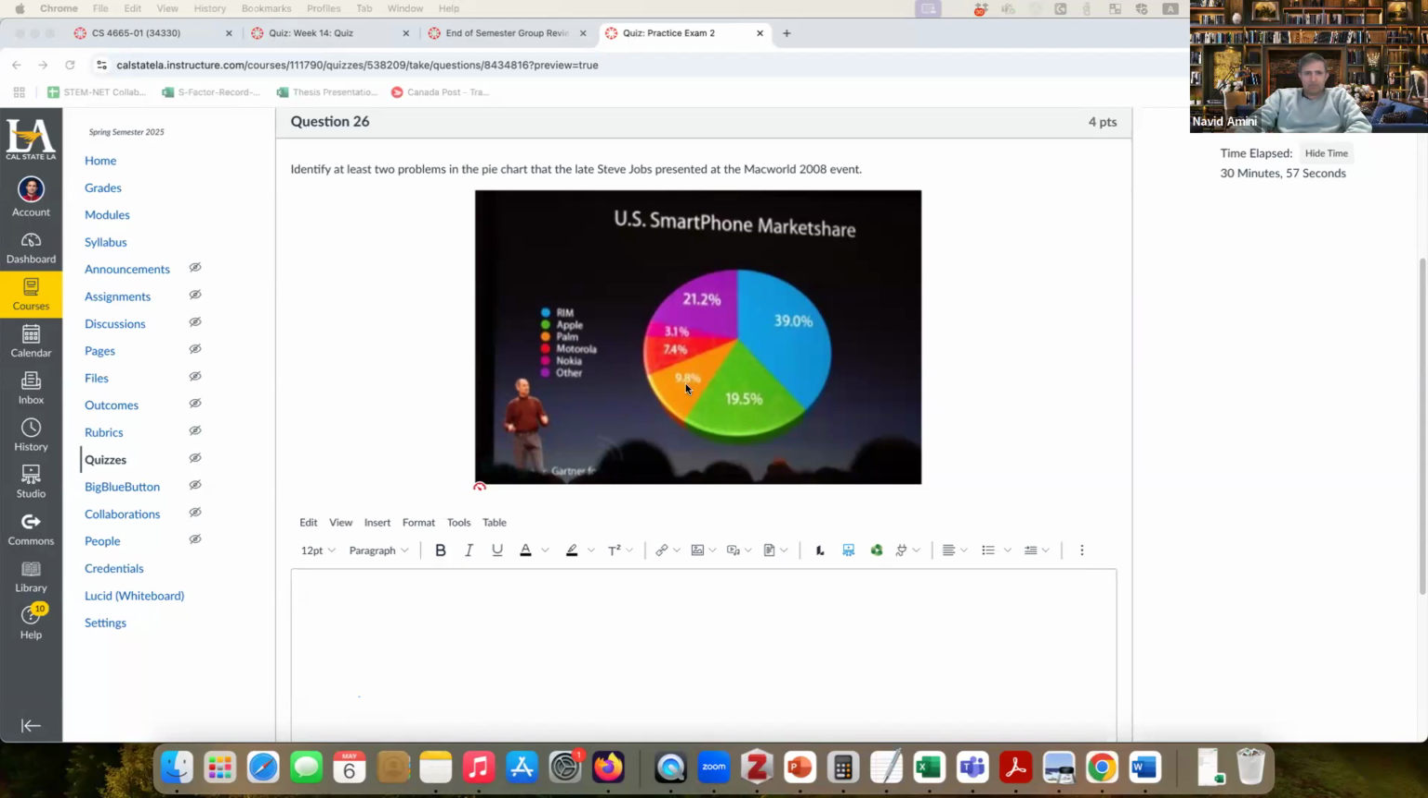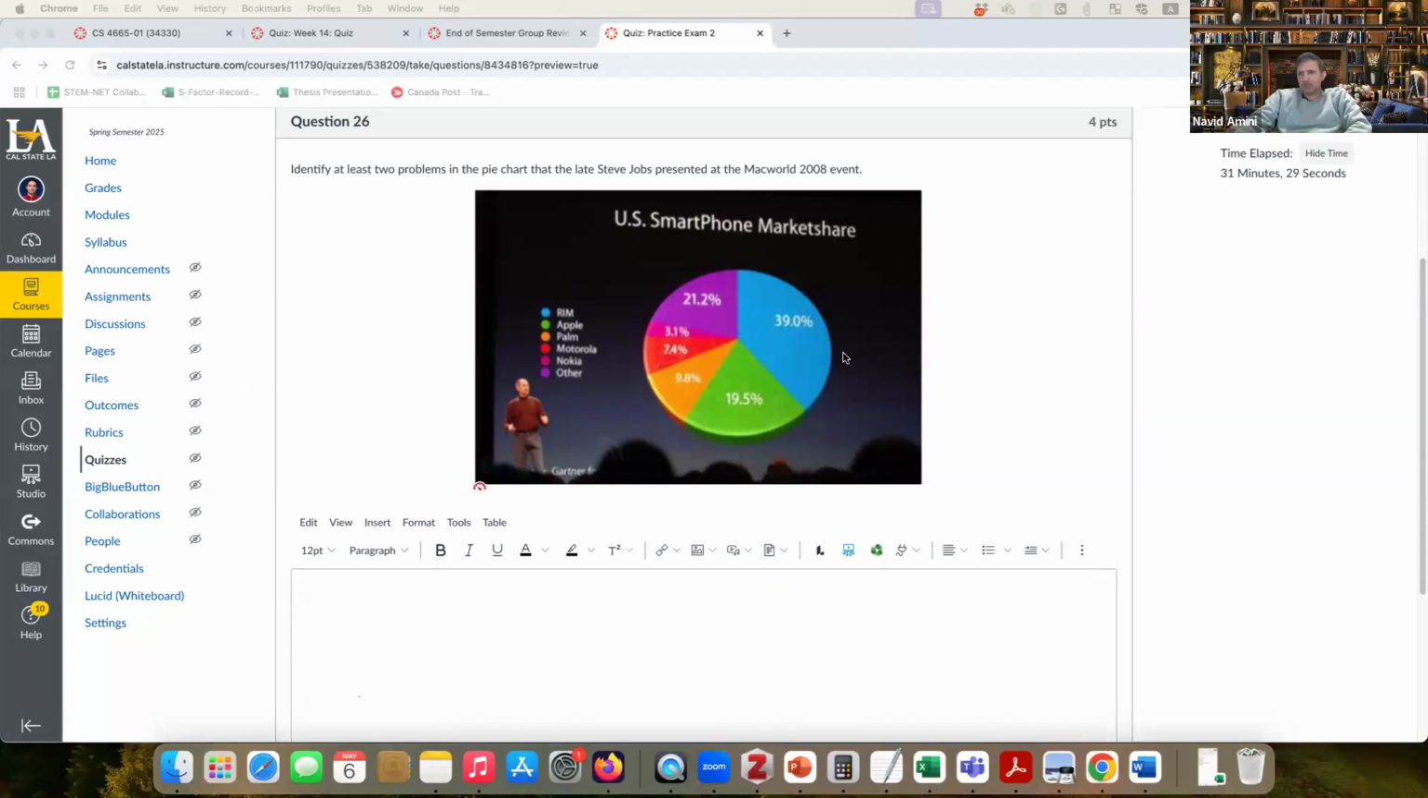Okay. So with 3D, the problem is that the size of each slice gets distorted. So you cannot fairly compare the size of each of the slices. You have to design your pie charts in 2D so that you can fairly compare the slices. So that's number one.